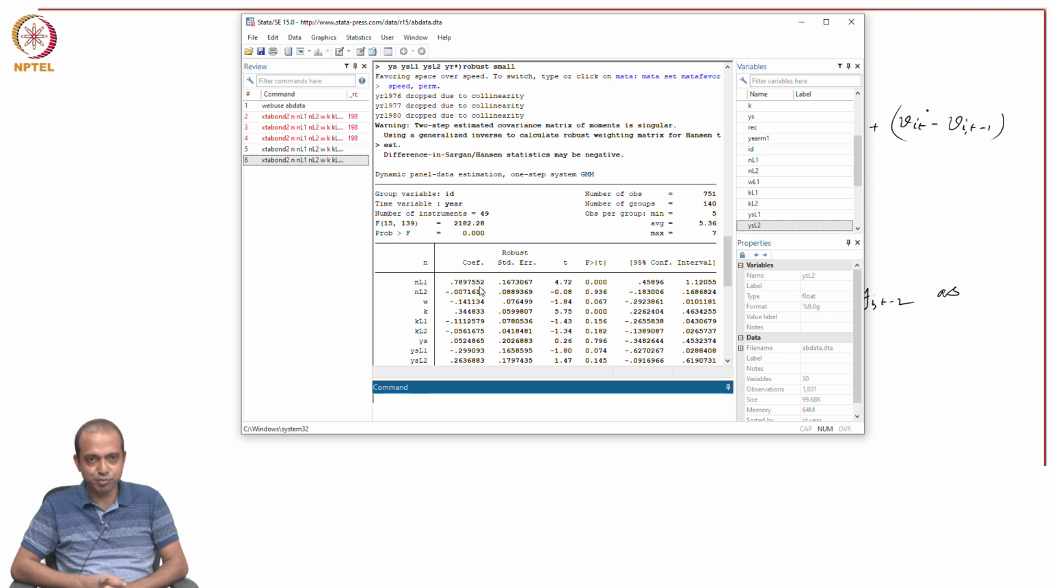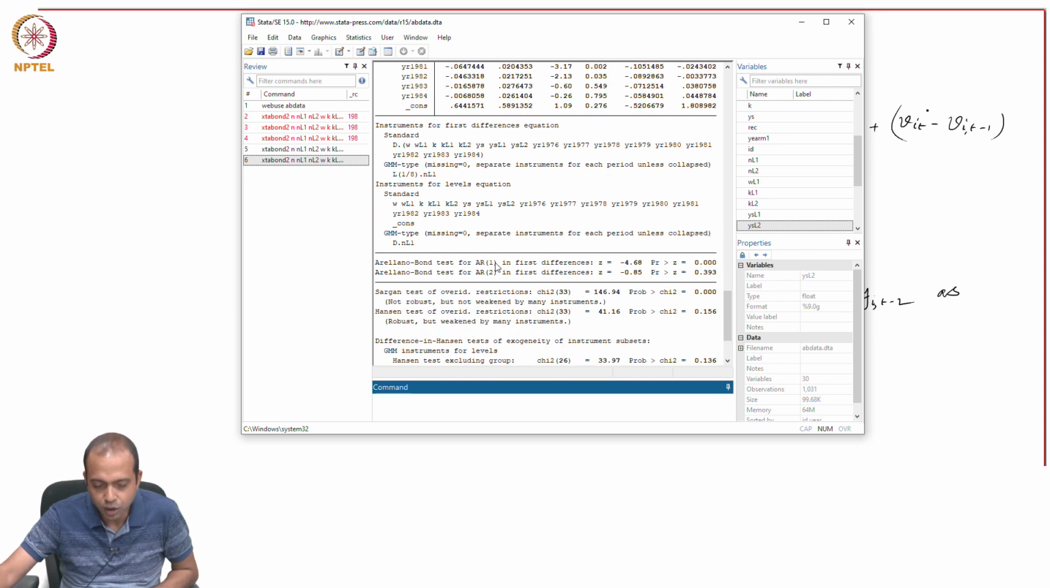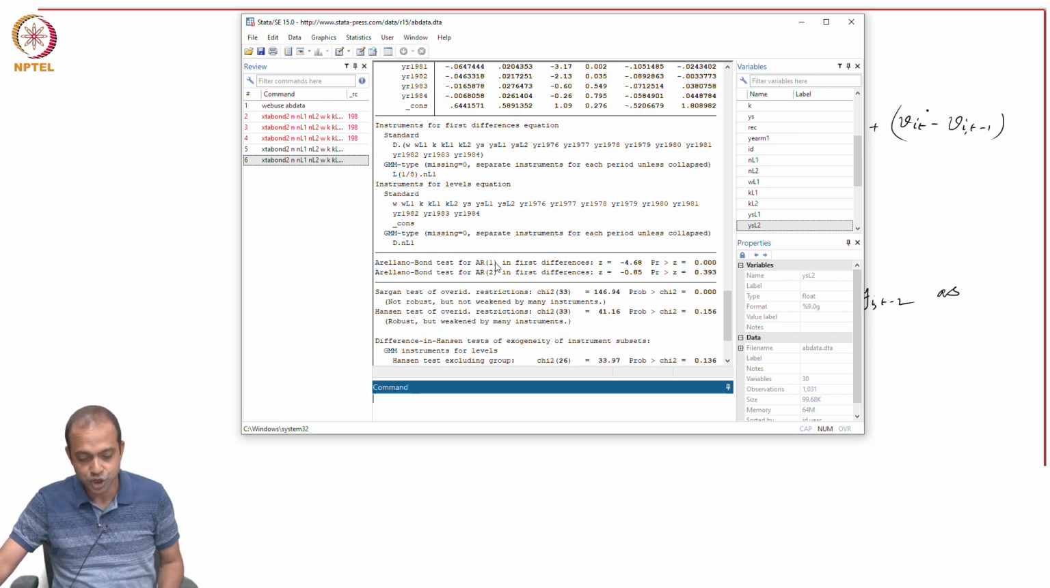Okay? So, system GMM is an improvement over the difference GMM because of the type of instruments we are using. While difference GMM could not guarantee our estimates to lie within the interval, system GMM guarantees that our estimates are lying within the interval. So, with xtabond2, we can easily estimate two types of dynamic panel data model: one is difference GMM, another is system GMM. As we can see, we are not only getting the estimates, but also whether my post-estimation checkups are satisfied or not.